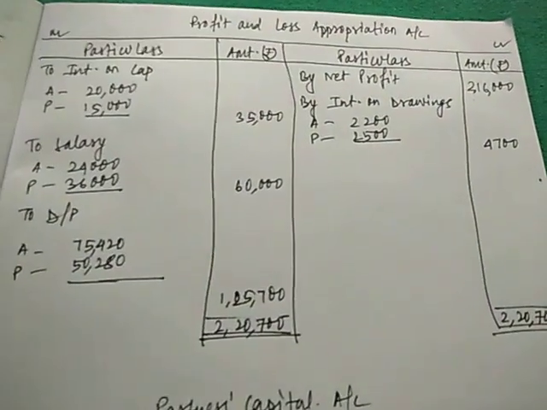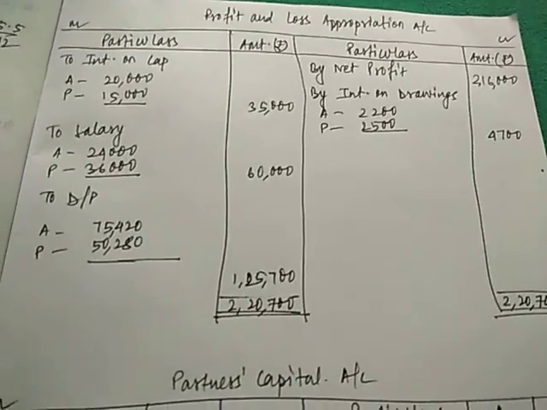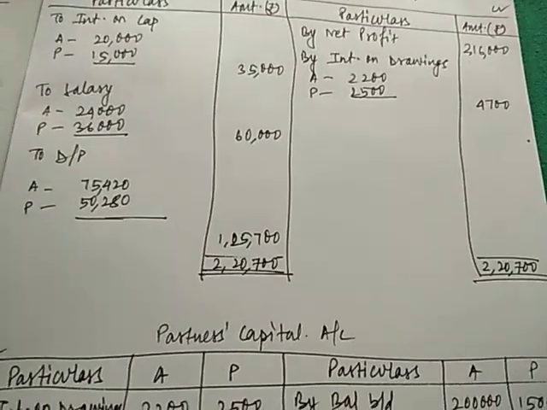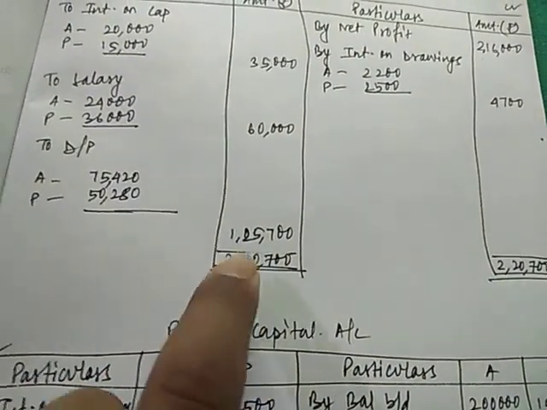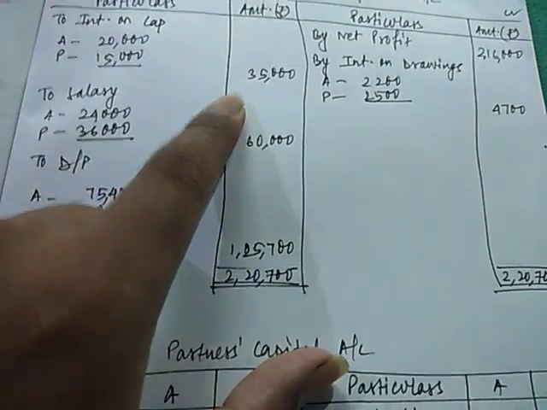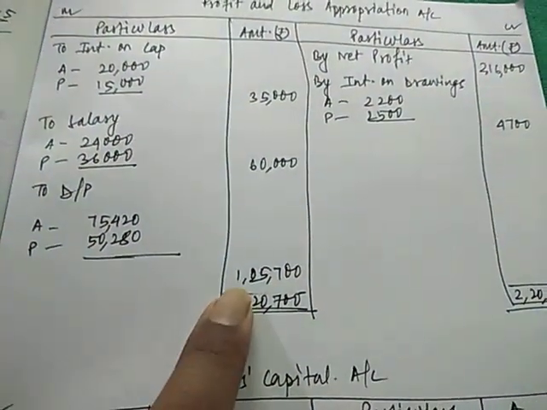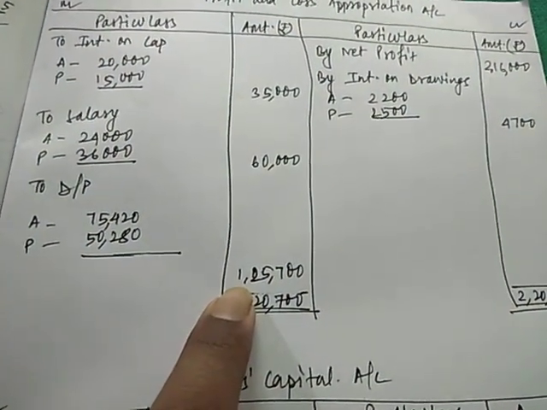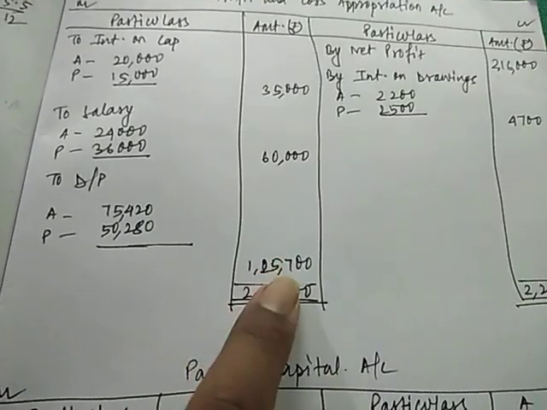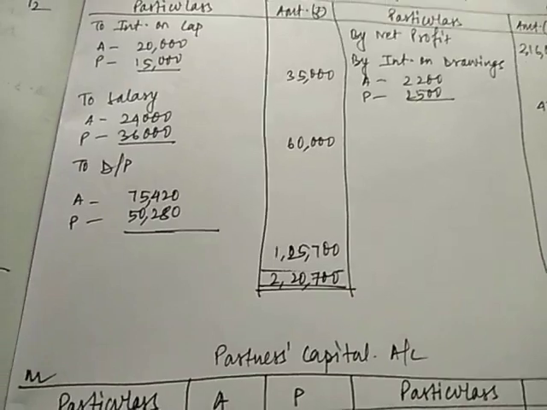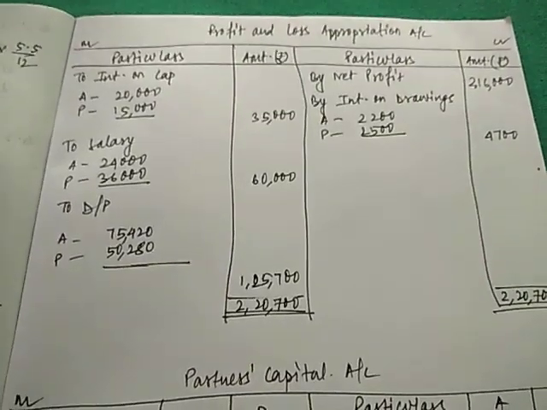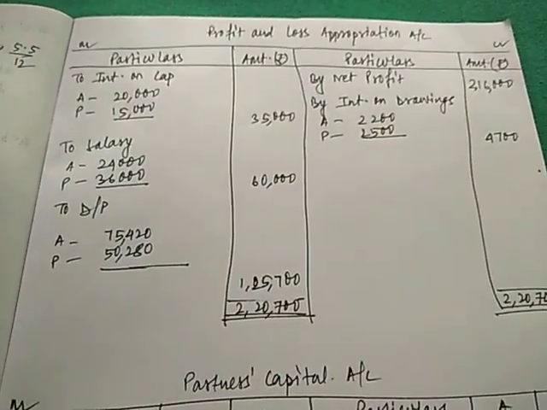Now on the credit side, we have net profit and interest on drawings. We'll add them both. We'll get 2,20,700. The same total we'll also write on the debit side, and from this total we'll subtract this 35,000 and 60,000, which will give us 1,25,700. This 1,25,700 will be divided between A and P in the ratio of 3:2. So this is the profit and loss appropriation account, if you can see here.